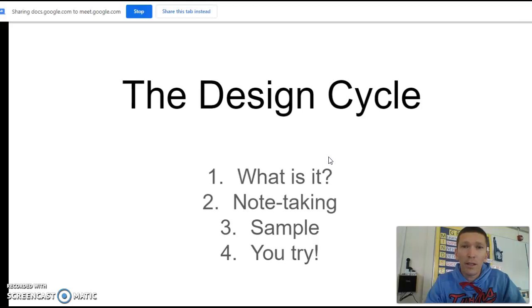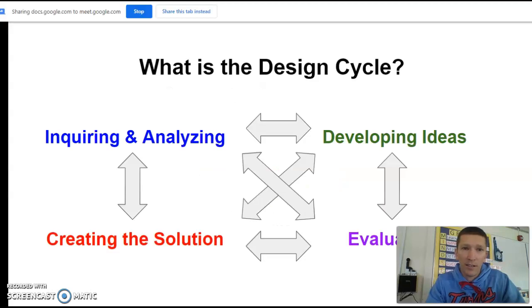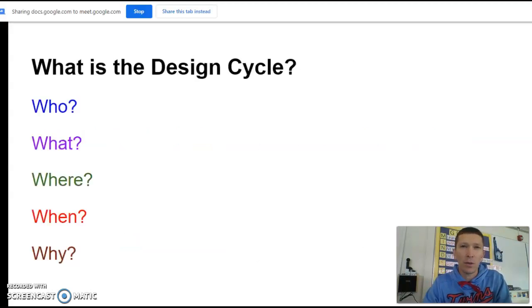So step number 1 is asking, what is it? And so I want to break down what you're going to see in GTT class with the design cycle. It's these 4 steps. It's inquiring and analyzing, developing ideas, creating the solution, and evaluating. And with those 4 steps, that is actually how you're being graded also in your grade book. And that's the school lingo of what we use in GTT, but I want to simplify it a little bit more and break it down into our own language of just making it a little bit more simple.